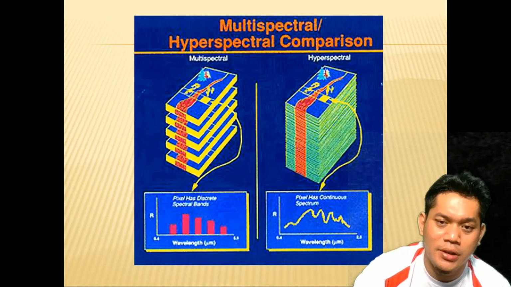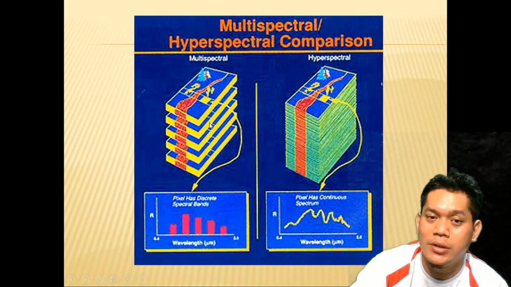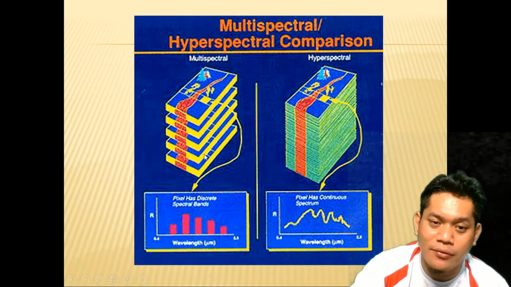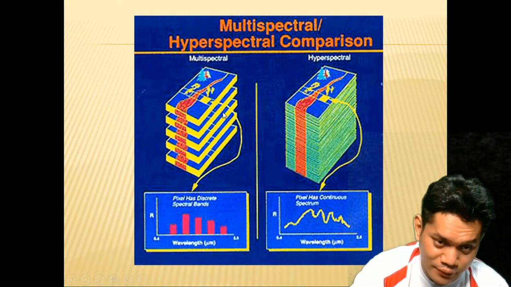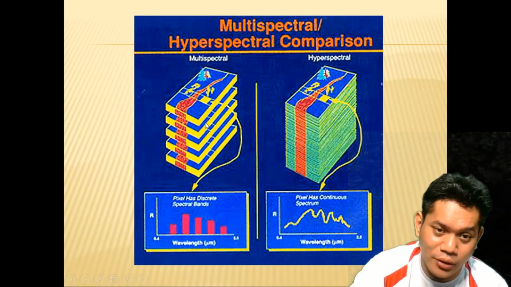So basically for hyperspectral versus multispectral, one photo or one scene of the imagery will have about 5 to 7 files, one for every different band.